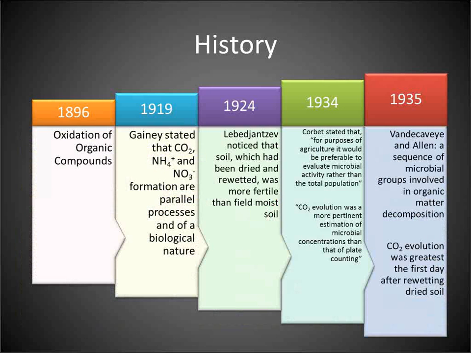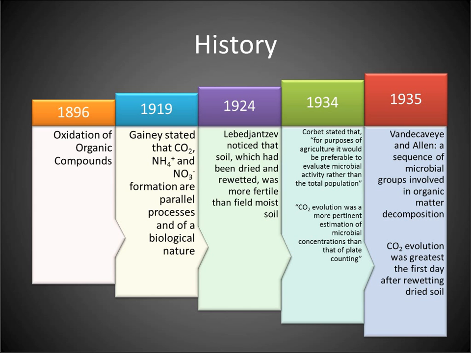I want to give you a little bit of history, where we were and where we've gone. Back in the 1890s, they started to see some of this. Organic compounds were important. In 1920, they started to see CO2 microbial respiration and ammonium and nitrate formation were parallel processes and biological in nature, because there was some question back then as to whether it was biological. And then they started looking at drying and re-wetting soils. They started seeing CO2 evolution, or microbial respiration, was a great estimate of microbial activity.